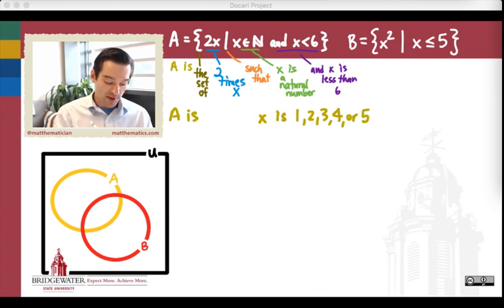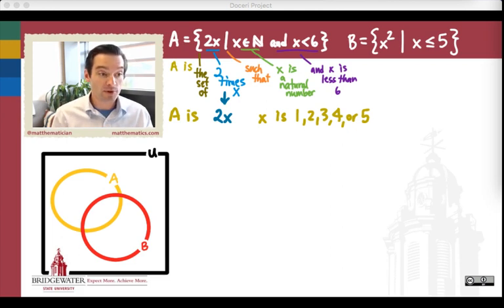But the part that people didn't do as well on was realizing that those 1, 2, 3, 4, and 5 are not in fact the elements of this set. They're just the values of x, which determine the elements of my set. The elements themselves are 2 times those x's.